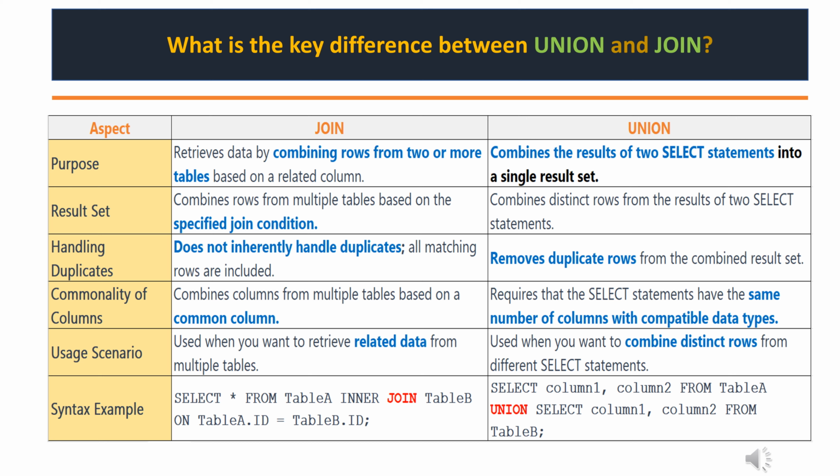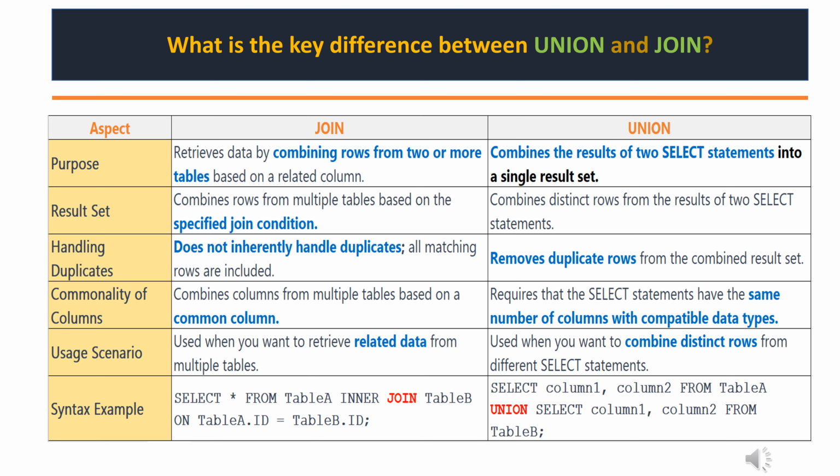Let's move on to the next very important question for freshers as well as experienced candidates. What is the difference between join and union? Let's talk about join first. The purpose of join is to retrieve data by combining the rows from two or more tables based on a related column. It means when using join, you need a common column with matching values to establish the relationship between the tables. Now let's shift our focus to union.